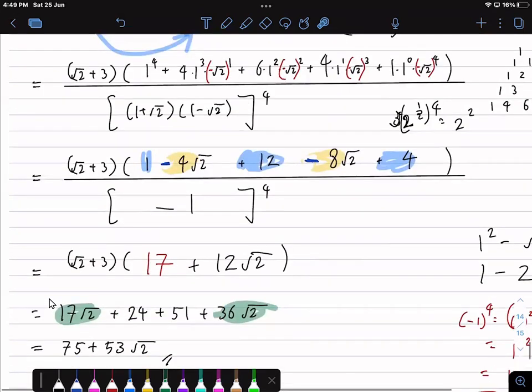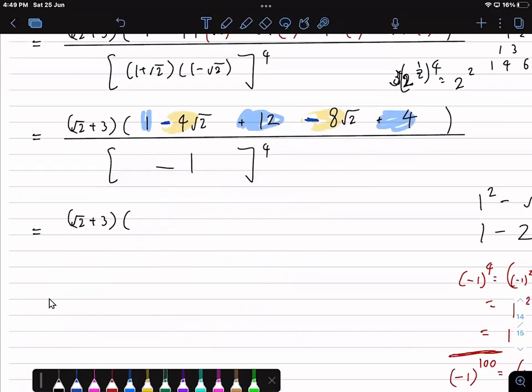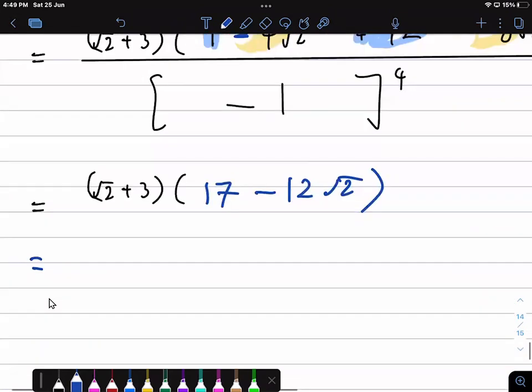Yeah, this one all wrong already. Okay, at least the denominator is still okay. Let's just simplify this one. So 1, 12, 4. Oh, luckily still the same, 17. How about the 4 root 2 and 8 root 2? You get minus 12 root 2. Then you multiply out. Let's see what we will get. 17 root 2 minus 12 times root 2 is 2, so minus 24.